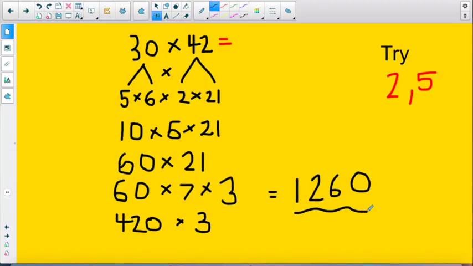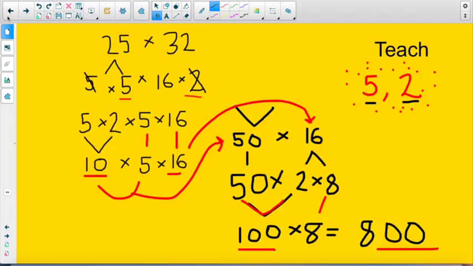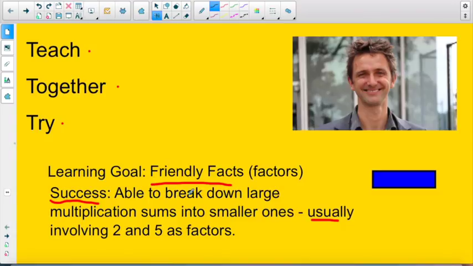And I hope that has been helpful with friendly factors, and I hope you've been able to break down large multiplication sums into smaller ones, usually involving 2 and 5 as factors.